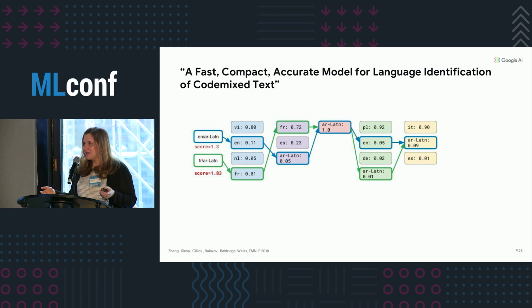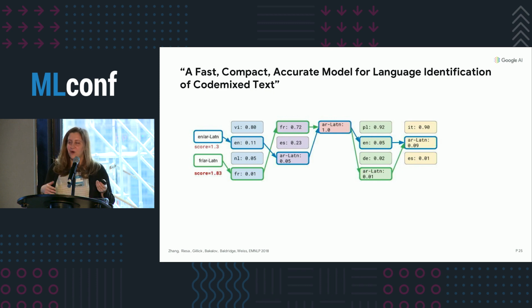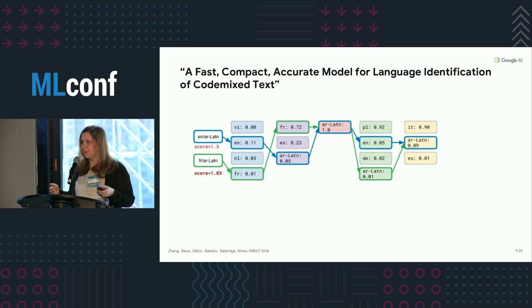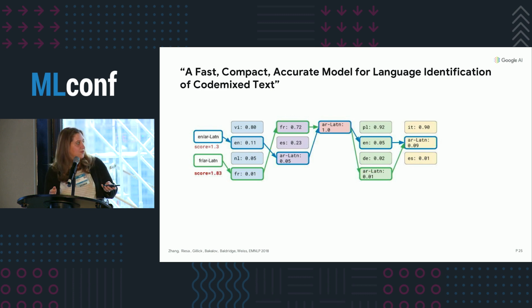And so if I do this example, then really there's only 2 possibilities. It's either all English and Arabic in Latin script or all French and Arabic in Latin script. So then I really just need to compare this blue path through the lattice with the green path. And if I sum them up, the green path is best. So I can predict that, okay, it starts off French, and then it switches to Arabic for the rest of the sentence.